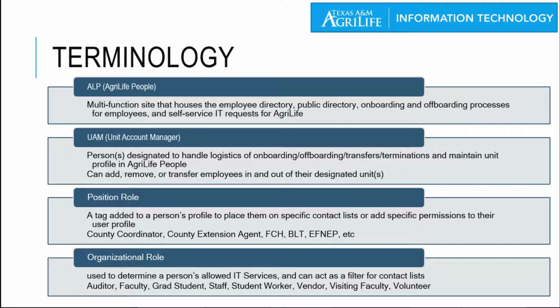The organizational roles, same thing. They can help filter contact lists. And like I said, they will also determine what IT services are available for a person. For example, a volunteer could only request access or be granted access to 5 of our IT services, whereas faculty and staff can be granted access to all 11 available services.